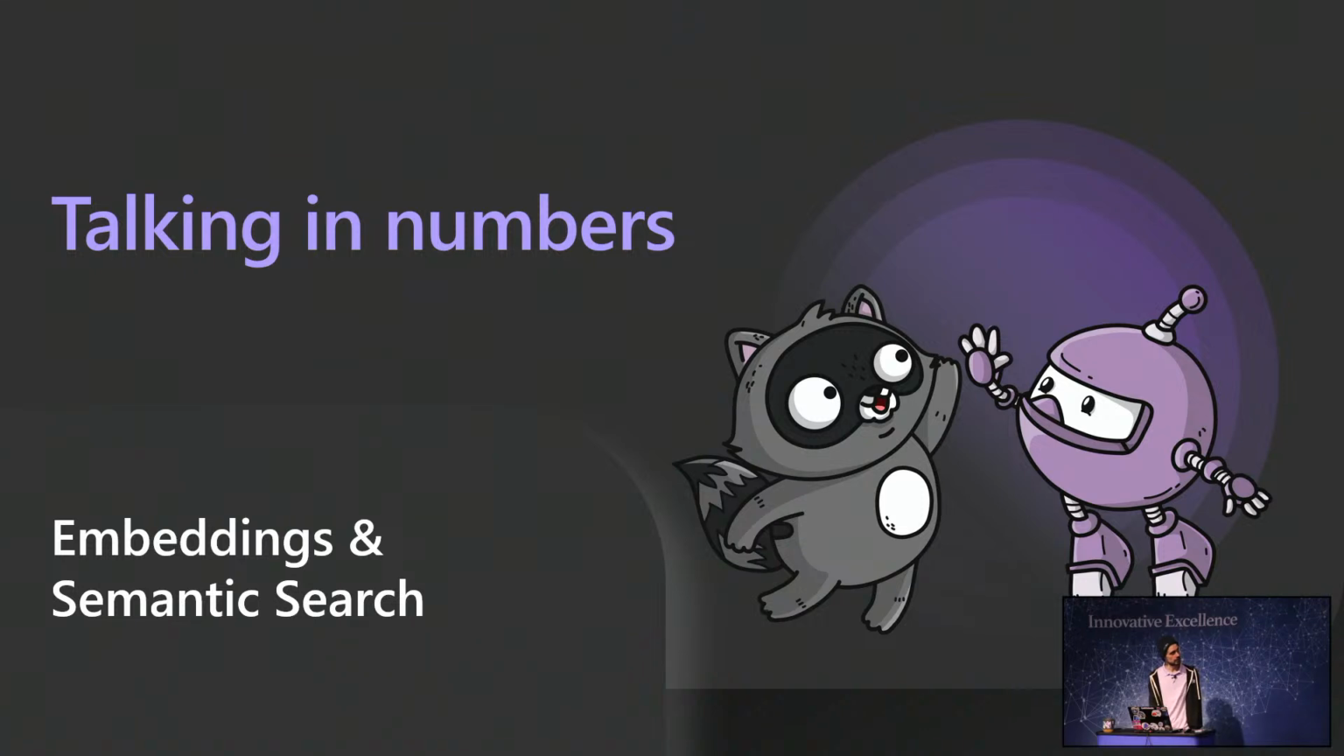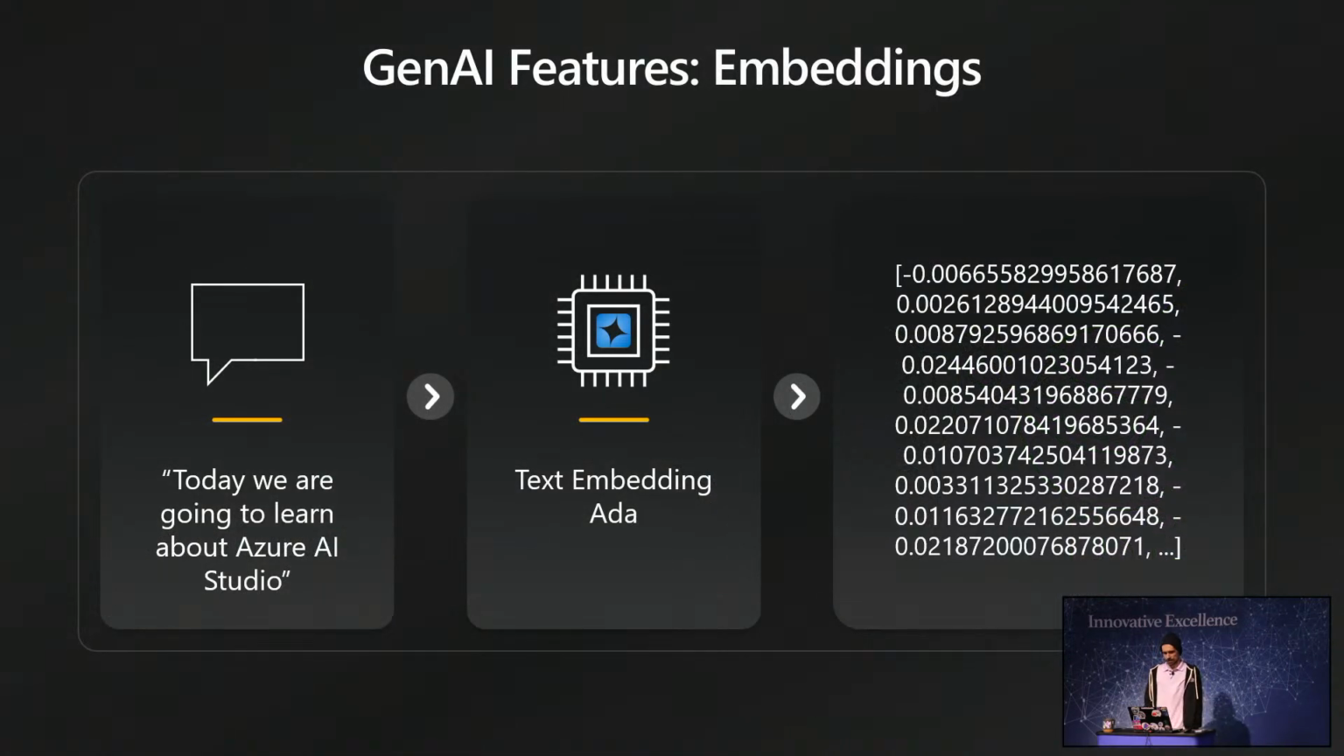But first, let's talk about talking in numbers. So embeddings and semantic search. Computers ultimately talk in numbers. They don't actually speak English. They don't actually understand words. So when we send text into a model, we actually need to do an embedding.